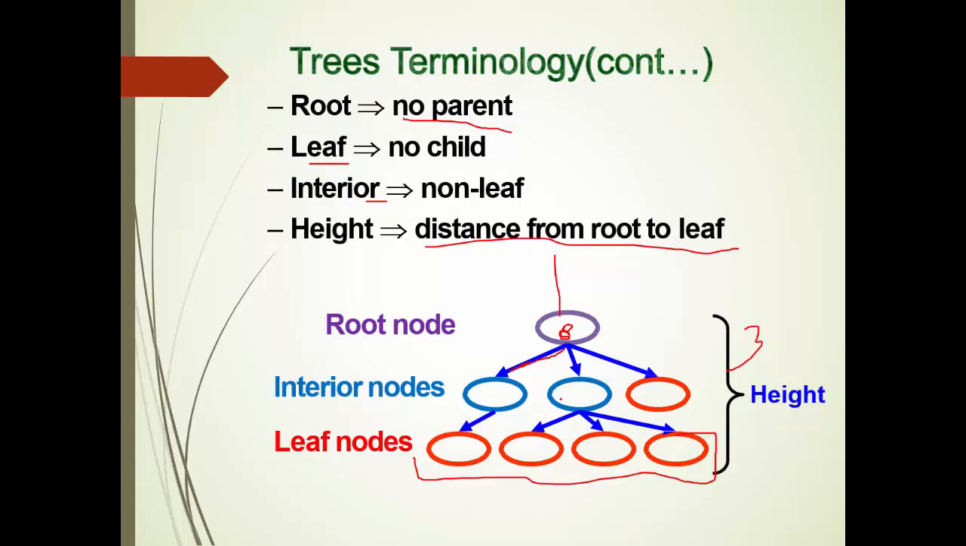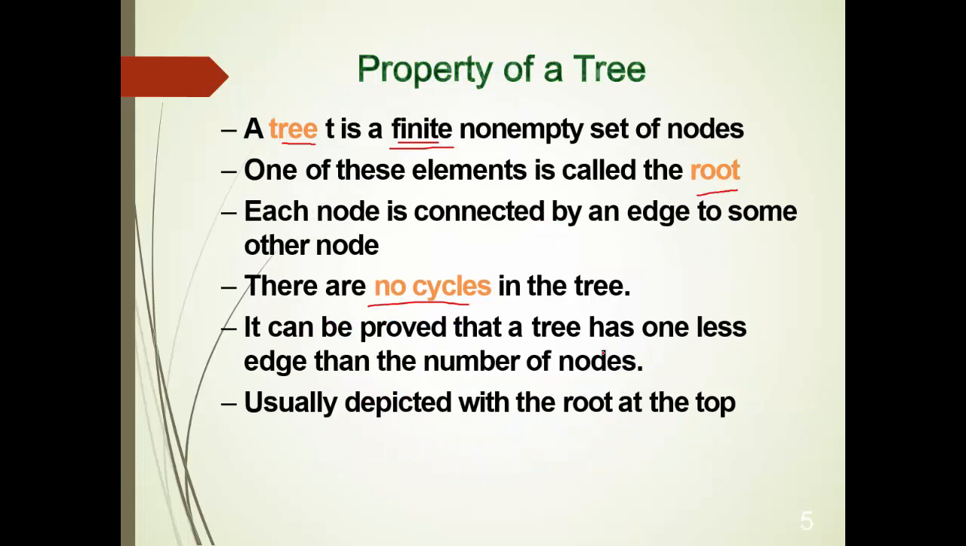Like here, we cannot say that this is, for example, C and this is, for example, A, and we come here and then we say again C has given birth to A. Impossible. Here also, it can be proven that a tree has one less edge.